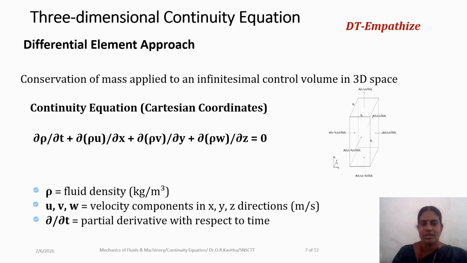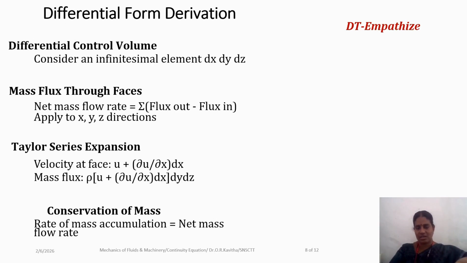And now for three-dimensional flow. This is the continuity equation in Cartesian coordinates, and we will do some derivations. We will take a small rectangular element and find the velocity variation in the x direction and y direction, since 3D flow means the velocity will vary in all three dimensions. Okay. In the derivation, first we take the control volume. We take one small element with a volume of dx dy dz, and we find the mass flux through its faces.